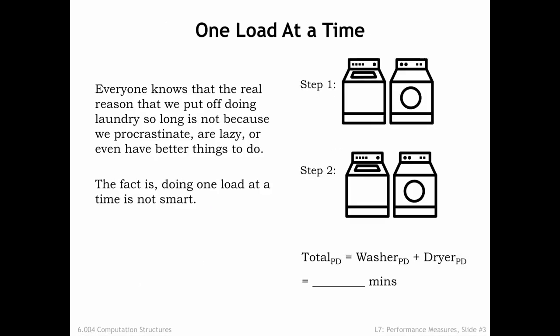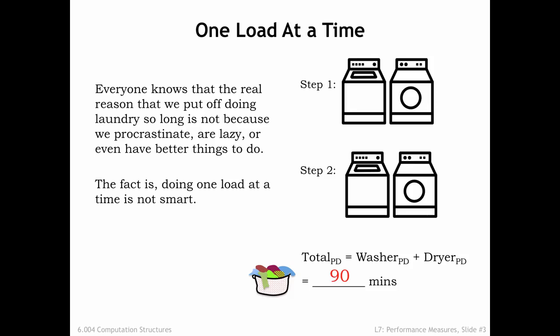Most of us wait to do laundry until we've accumulated several loads. That turns out to be a good strategy. Let's see why. To process a single load of laundry, we first run it through the washer, which takes 30 minutes. Then we run it through the dryer, which takes 60 minutes. So the total amount of time from system input to system output is 90 minutes. If this were a combinational logic circuit, we'd say the circuit's propagation delay is 90 minutes from valid inputs to valid outputs.